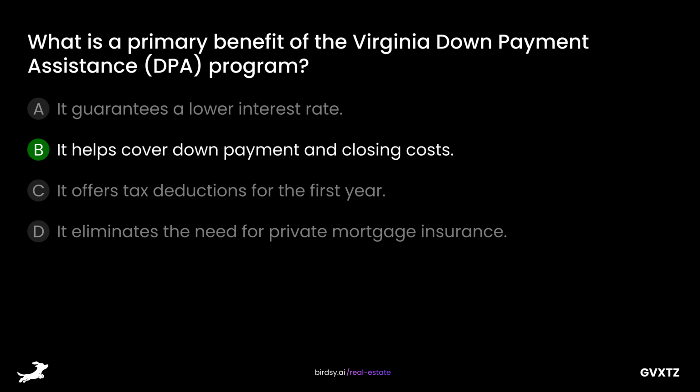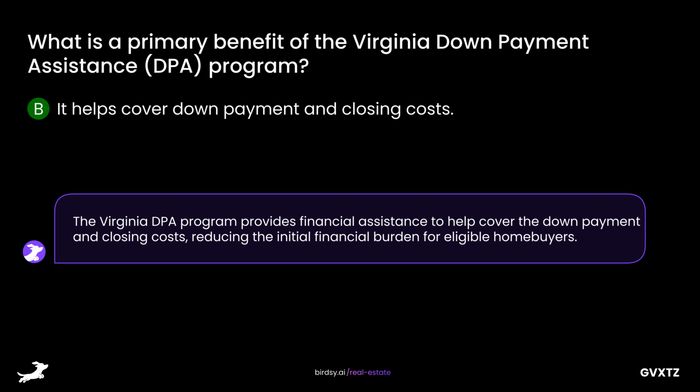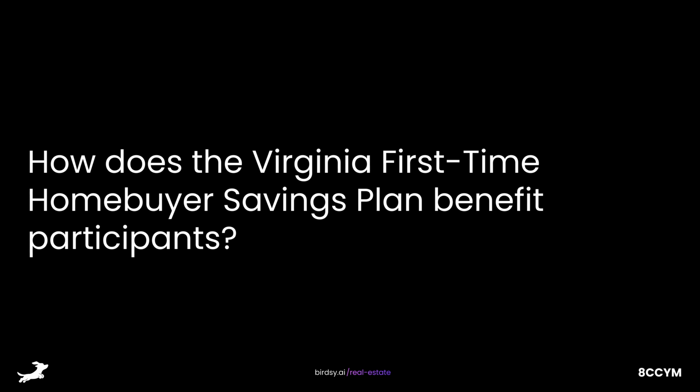The answer is B, it helps cover down payment and closing costs. The Virginia DPA program provides financial assistance to help cover the down payment and closing costs, reducing the initial financial burden for eligible homebuyers. How does the Virginia First-Time Homebuyer Savings Plan benefit participants?